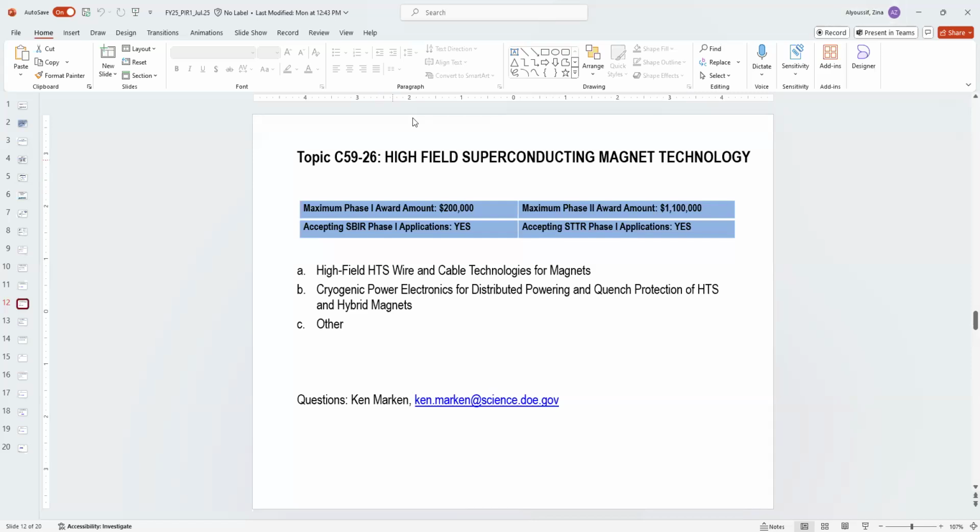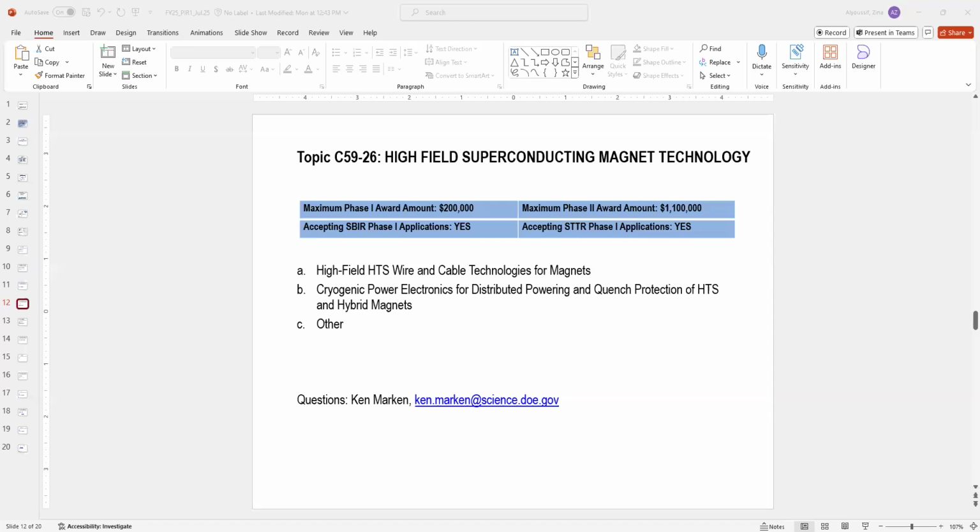The second, cryogenic power electronics for distributed powering and quench protection of high temperature superconducting and hybrid magnets. Especially in this high temperature superconducting arena, we need improved diagnostics and observational tools for powered magnets that can provide observation for observing and optimizing magnet operation, particularly around quenching and training. As more and more sensors are included in the magnets, there is an increase in the number of power and instrumentation leads required between room temperature and the cryogenic environment.